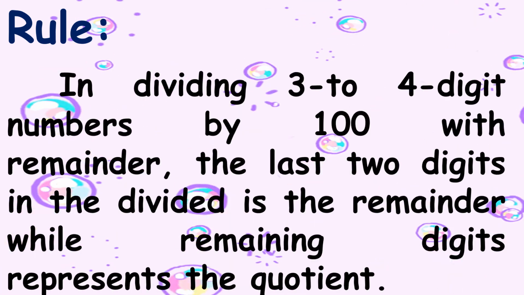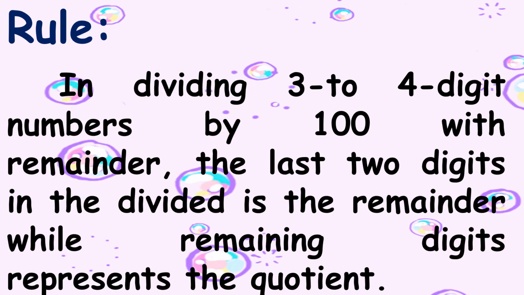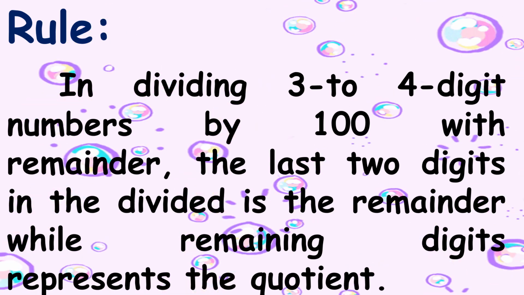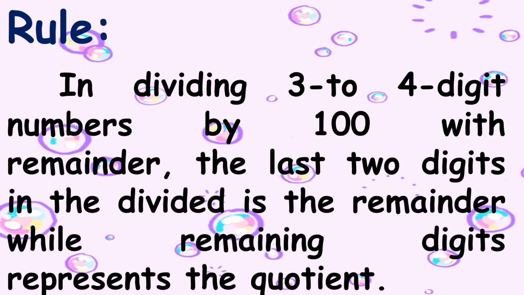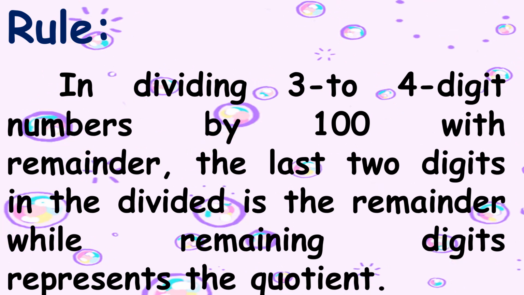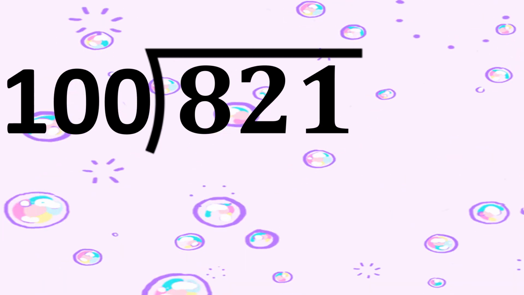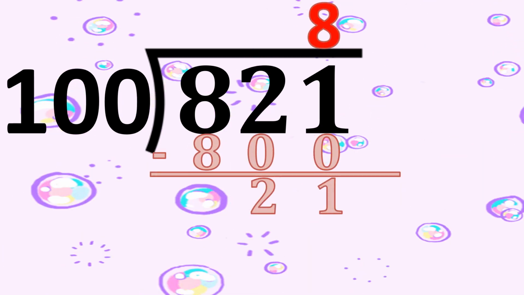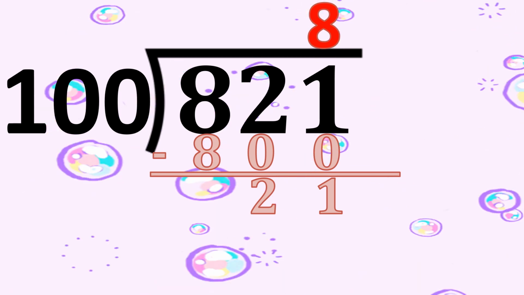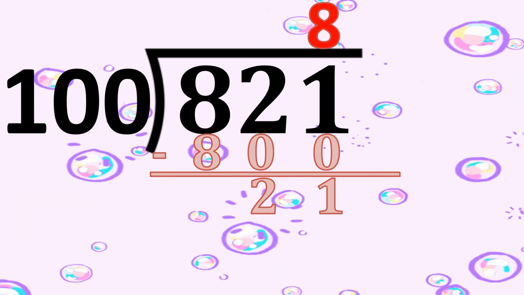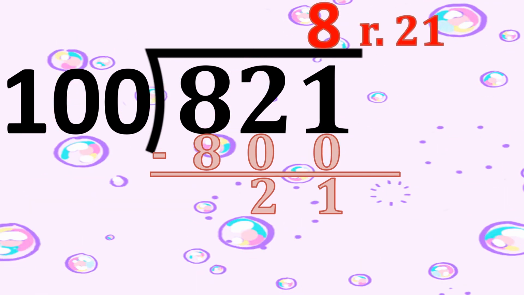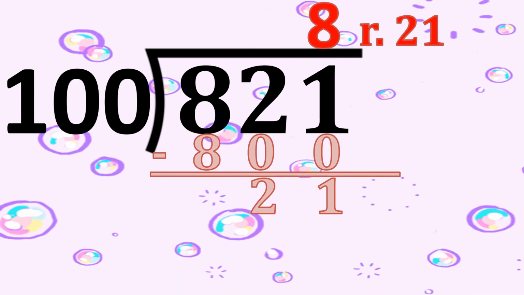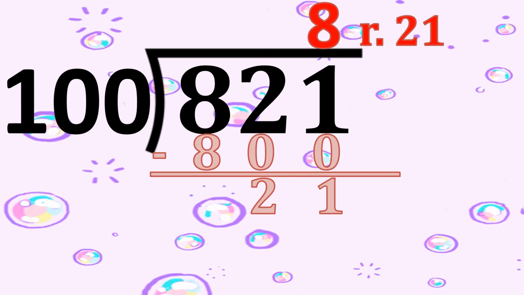Rule number 2. In dividing 3 to 4 digit numbers by 100, with remainder, the last 2 digits in the dividend are the remainder, while the remaining digits represent the quotient. Example, 821 divided by 100. So we have 8. And 8 times 100 is 800. Now, 821 minus 800 is 21. So the remainder is 21. So take note, the last 2 digits will be the remainder. And the remaining number is the quotient.